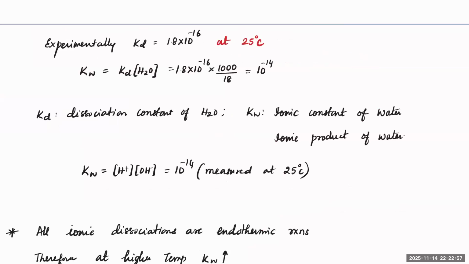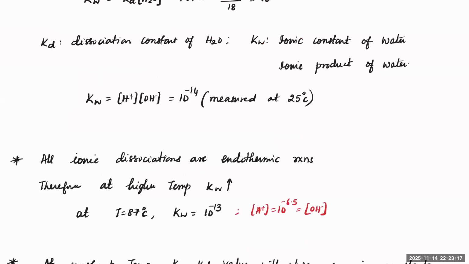So remember, ionic constant of water or ionic product of water, these are the terms that are used. And it is measured at 25 degrees. Throughout the chapter, we are not going to change temperature here. We'll take all the calculations at room temperature only in this chapter. So Kw is equal to 10^-14.